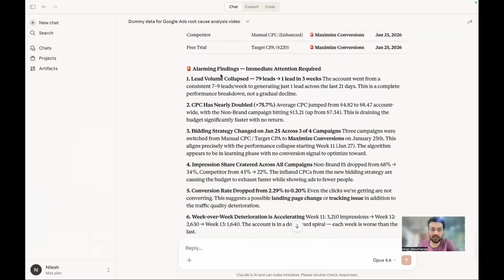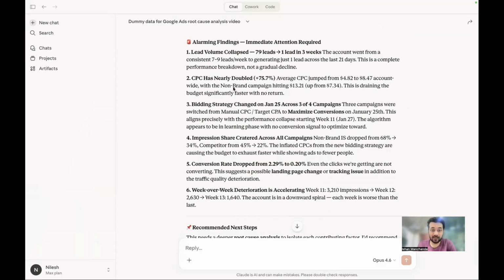Okay, then it gives me the alarming findings, immediate attention required. So the lead volume collapsed. There were 79 leads overall, one lead in the last 3 weeks. There was a consistent 7 to 9 leads per week. Now we have generated only one in the last 21 days. This is disaster. CPCs have doubled.